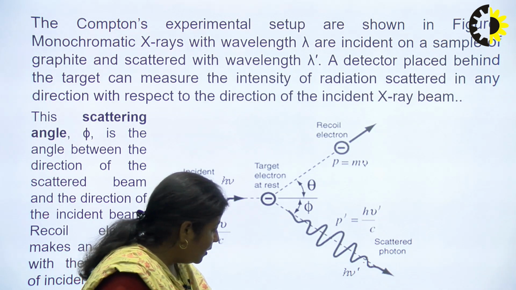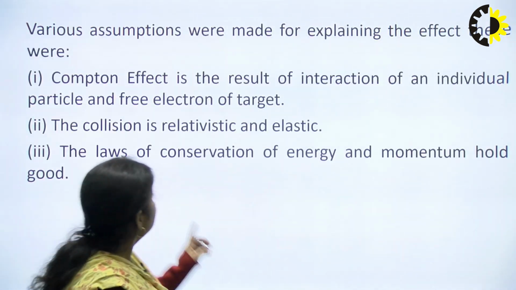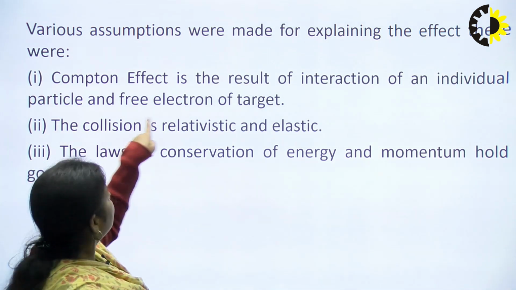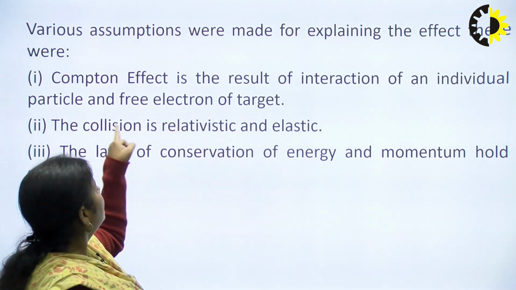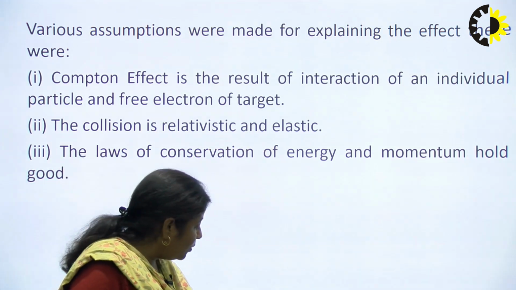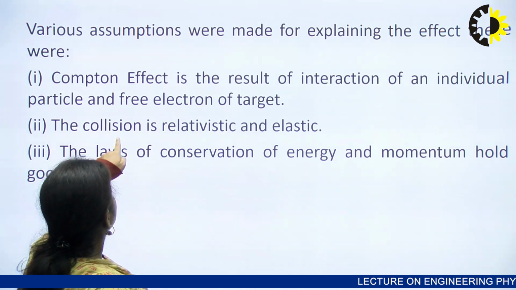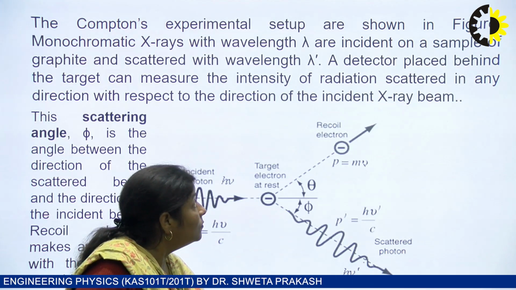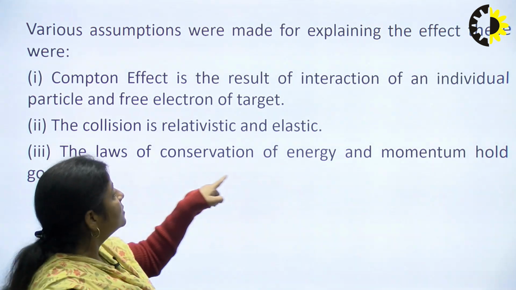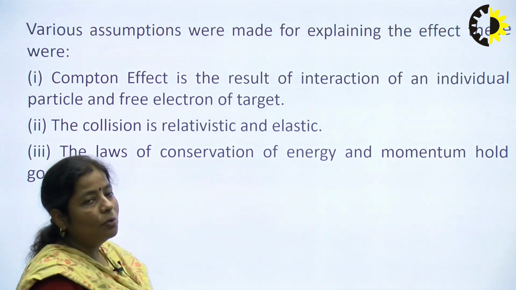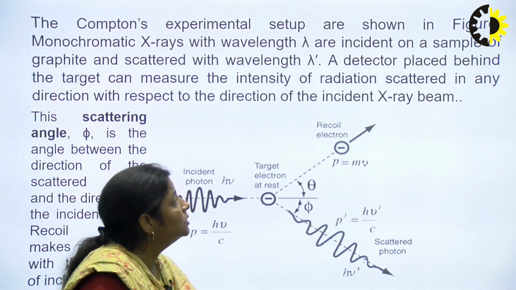He used certain assumptions in doing this, and we have already discussed these assumptions. The first is that the Compton effect is the result of interaction of an individual particle and a free electron, as we have shown. The second assumption is that the collision is relativistic and elastic, which we have also studied. The third assumption is that the laws of conservation of energy and momentum hold good, so we can make use of these conservation laws.